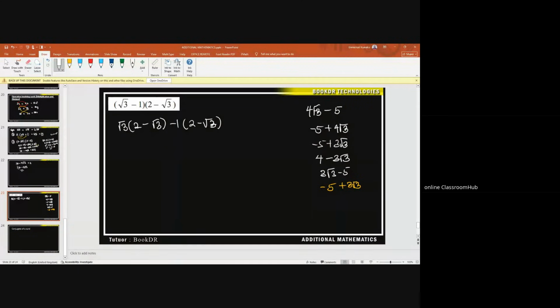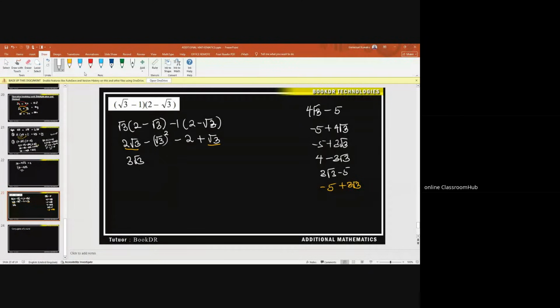Good. When I multiply this by this, you get 2√3. When I multiply this by this, I'll get √3 squared, or you can write √9. When I multiply this by this, I'll get minus 2. When I multiply this by this, I'll get positive, negative times negative, so positive √3. Good. So the roots here can add straight away. That is, I'm adding the 2√3 plus the √3 here. So that'll give me 3√3.